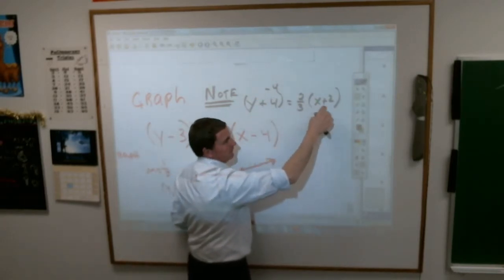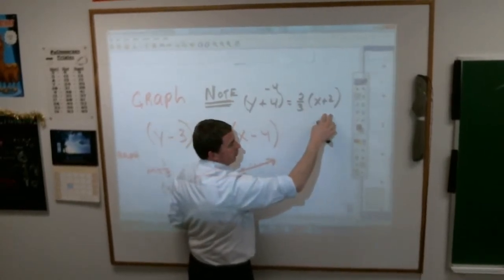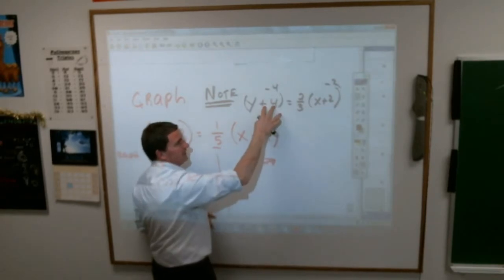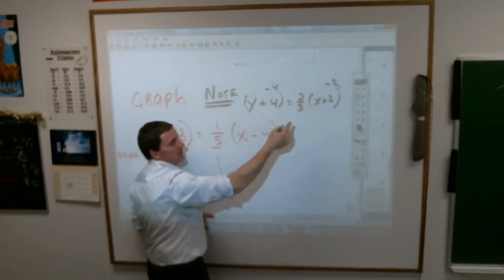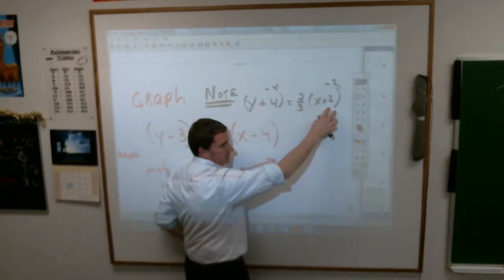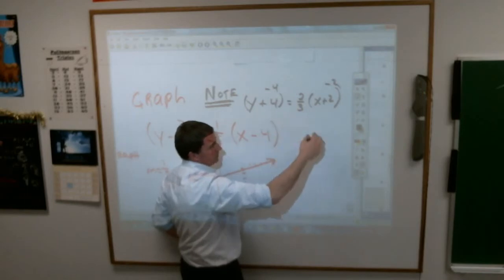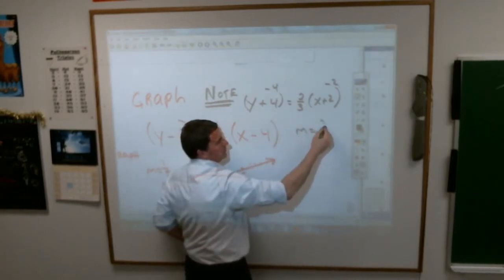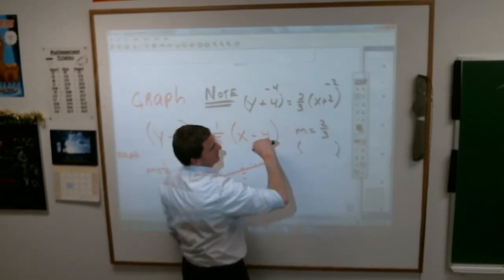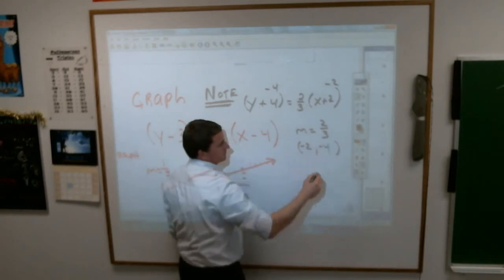Same thing for the x value. If one of them's positive, the actual coordinate point is going to be negative, because you have to put a negative into the negative to get to the positive end of it. So if you're graphing something that has y plus or x plus, that means your coordinate had to be negative, because when you put it in with the negative, it switches to the positive. So your slope is still the 2/3, but the point that you have to use to find that is going to be x is -2 and y is -4.